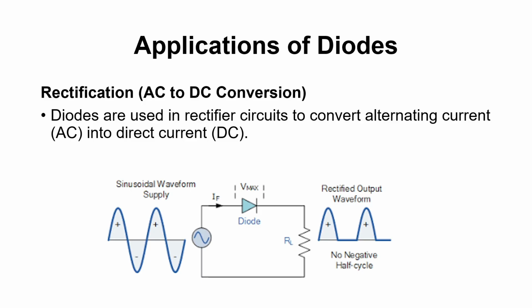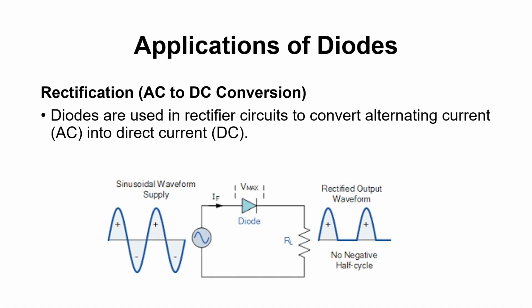Okay, let's see diodes in action with a few practical examples. One of the biggest jobs diodes do is rectification, converting AC to DC. The simplest version is a half-wave rectifier. You put one diode in series with the load. On the positive half of the AC wave, the diode conducts and you get output. On the negative half, it blocks, so you end up with pulsing DC instead of smooth AC. Here's what that circuit and waveform look like.